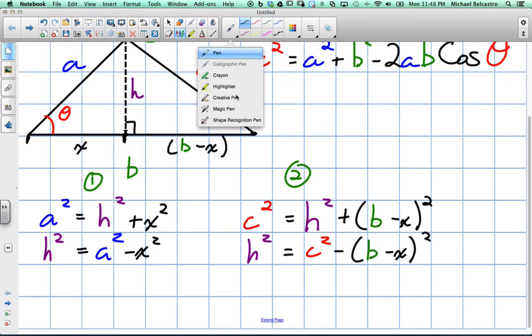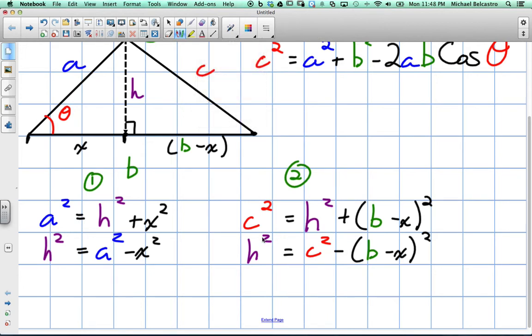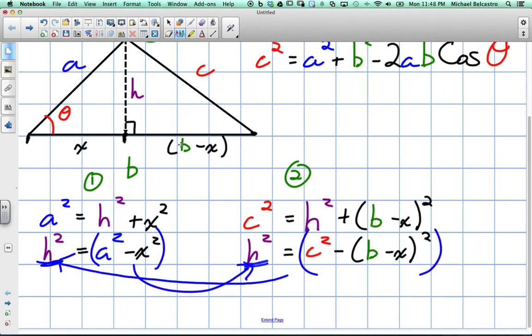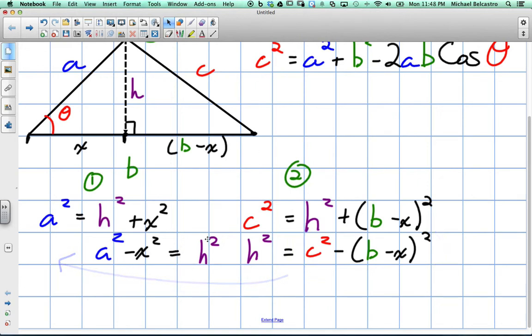Perfect. Now since we have both of these set equal to h squared, what we can do here is substitute this value in for this h squared, or vice versa, this value in for this h squared. And to visualize this better, maybe if I move the h and the equal sign over here, you can see how these two essentially are equal to each other.